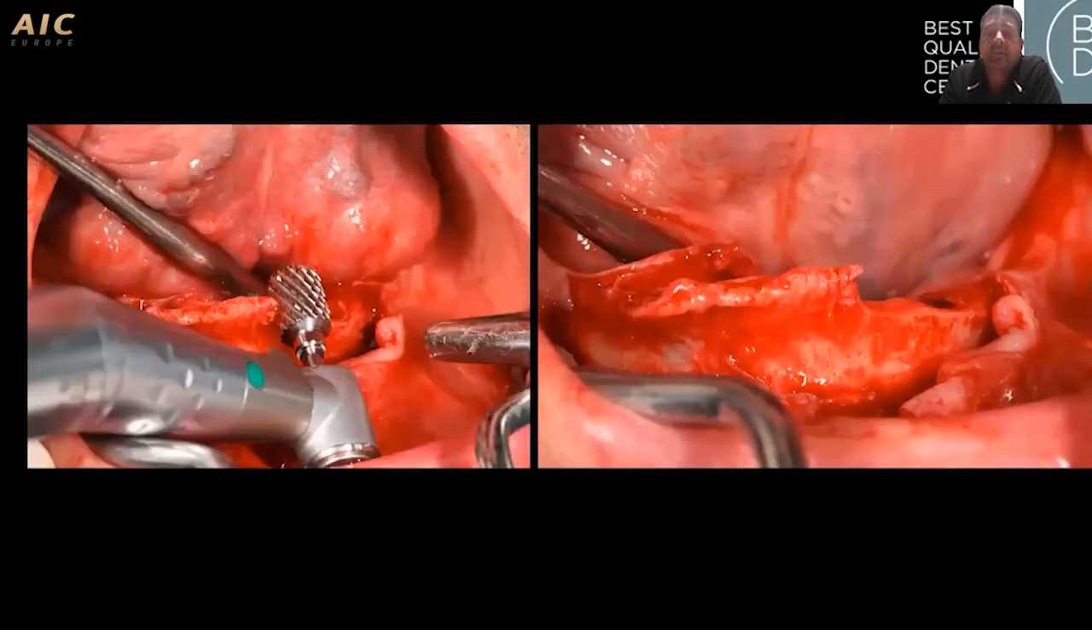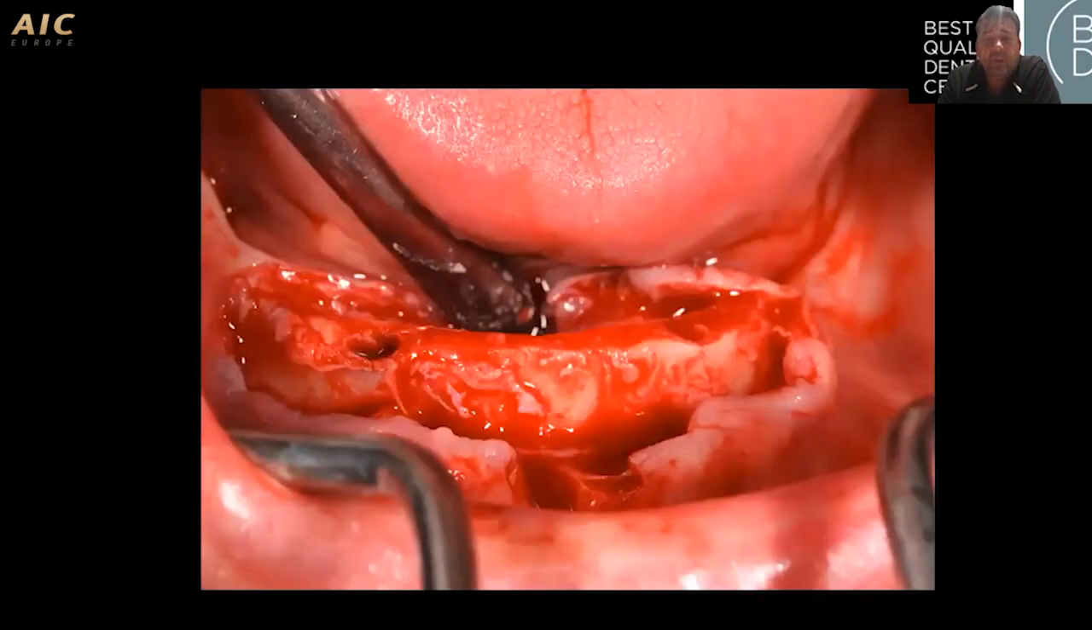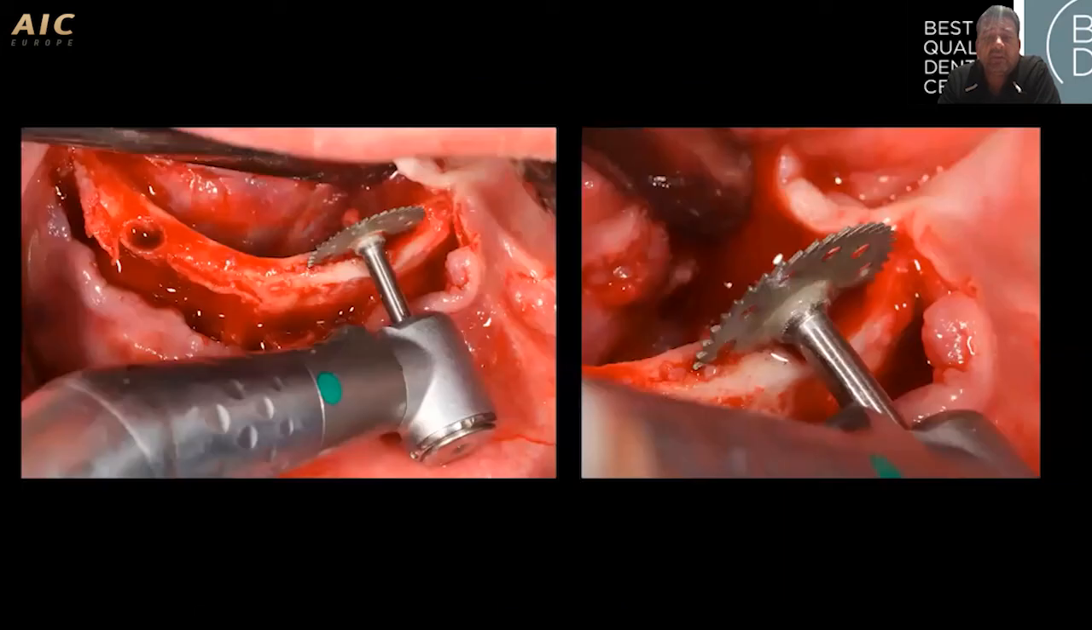So we start the regularization by cutting some bone, around 6-7 millimeters of height, to try to achieve a very plain surface of the bone. And after that, we are going to initiate our splitting using the disc.